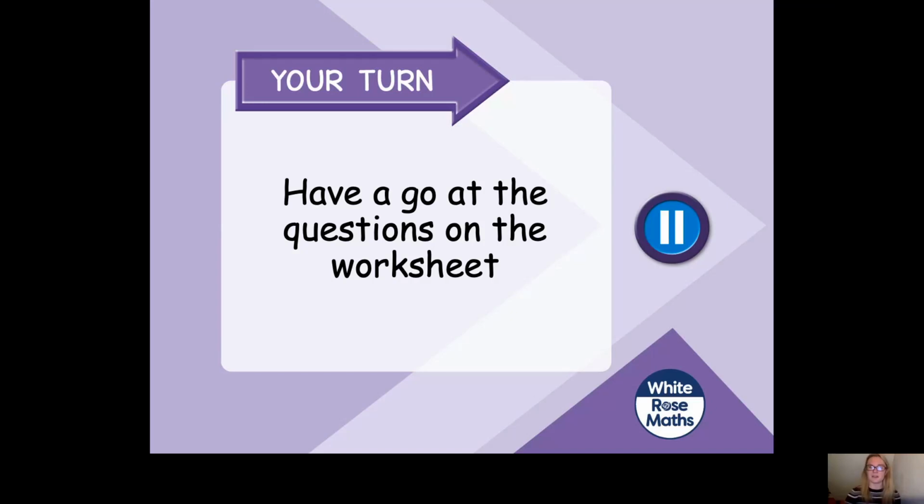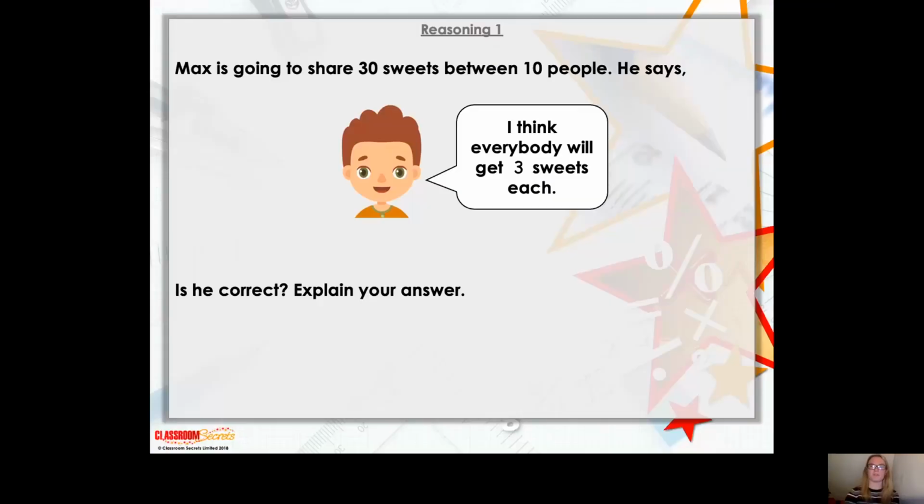Okay, Year 2. So let's move on to our problem solving. We have Max here, and Max says that he's going to share his 30 sweets between 10 people. He says, I think everybody will get 3 sweets. So yes, he has 30 sweets and he has 10 people. So he's going to share them out one at a time to these 10 people until he has no sweets left. Okay, and he needs to work out how many sweets each person will have.